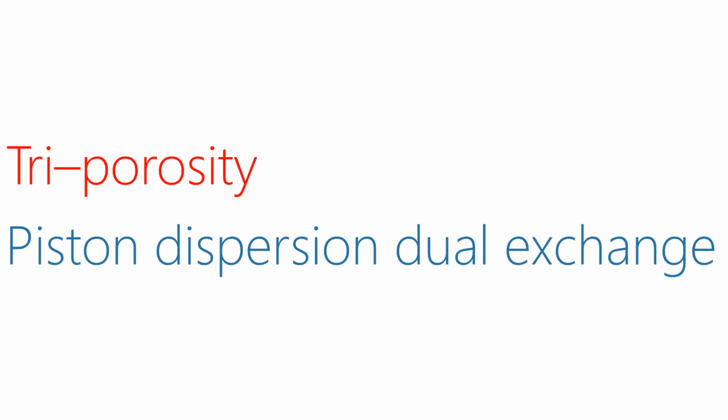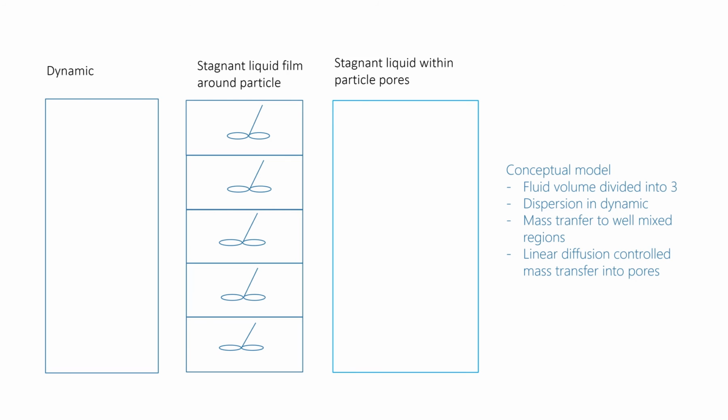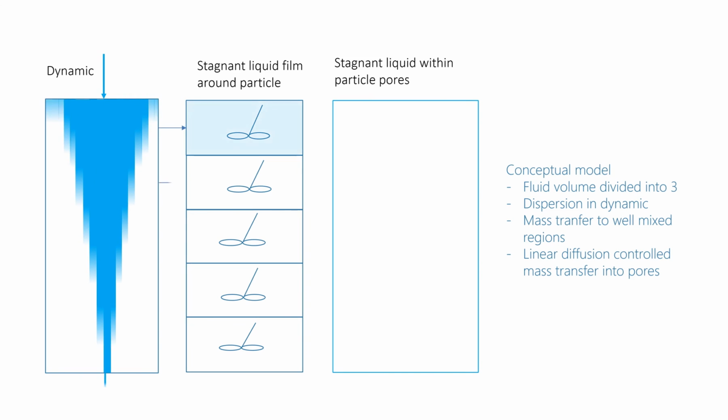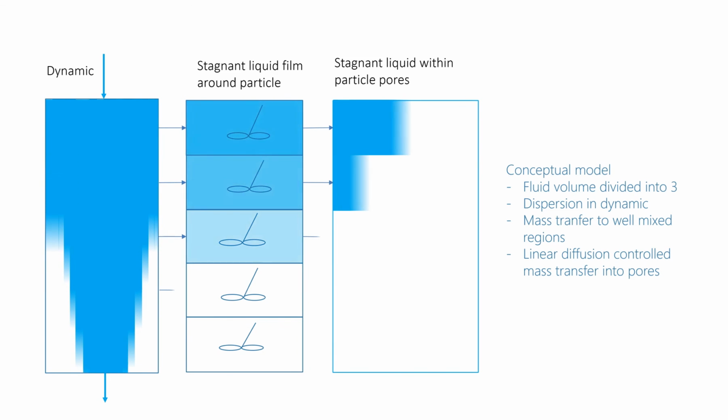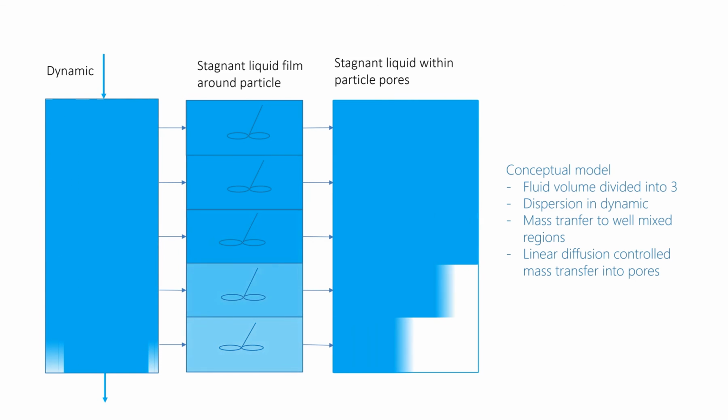This has led to the conceptualization of a triporosity model, in which your flow volume is divided into 3 distinct regions: your dynamic, in which dispersion occurs, a well-mixed stagnant liquid film region around your particle, as well as a linearly diffusion-controlled stagnant liquid within the particle pores.